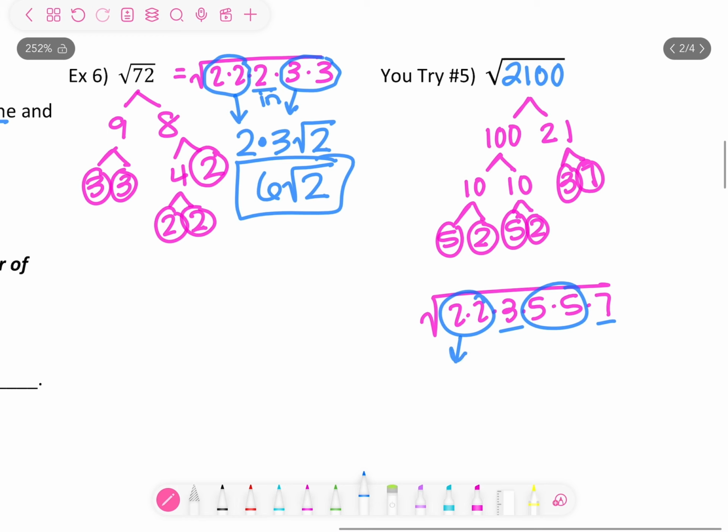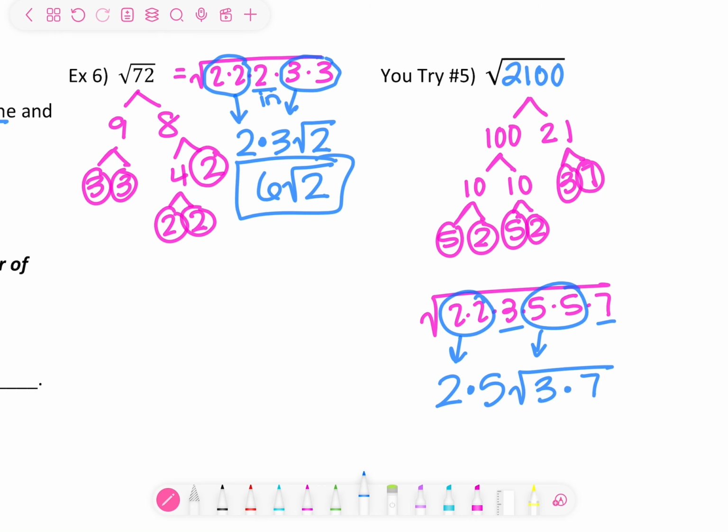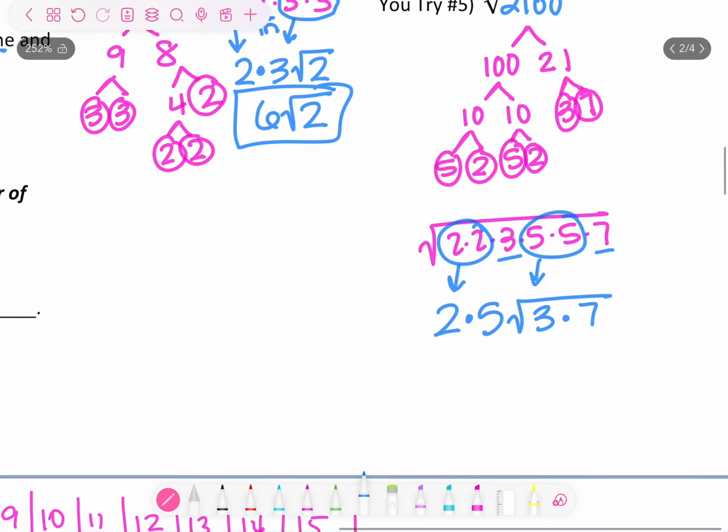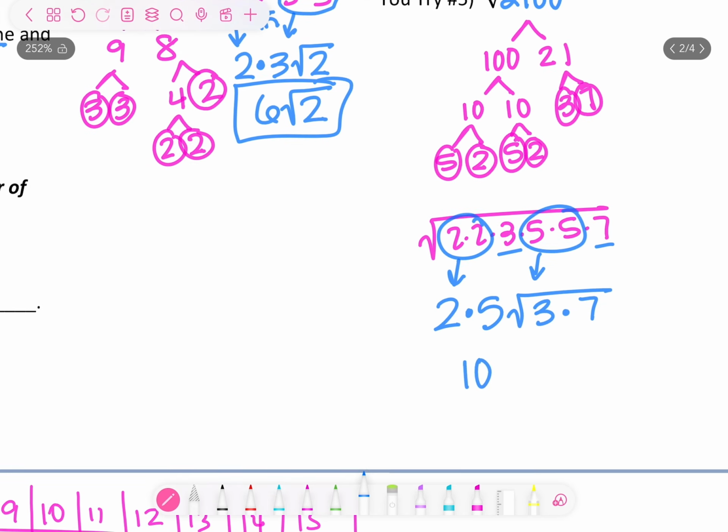So the 2 times 2 has a square root of 2. 5 times 5 has a square root of 5. 3 times 7 do not have a square root, so they go inside. So remember, anytime you have multiple numbers, right, outside or inside the radical, you multiply them back together. So 2 times 5 is 10, square root of 3 times 7, which is 21, and we're done.